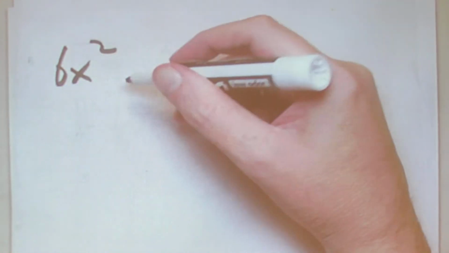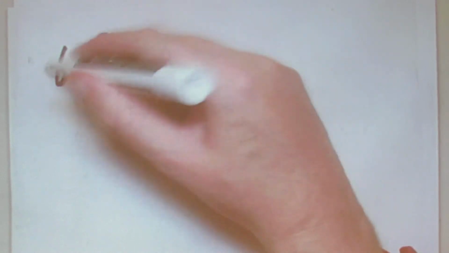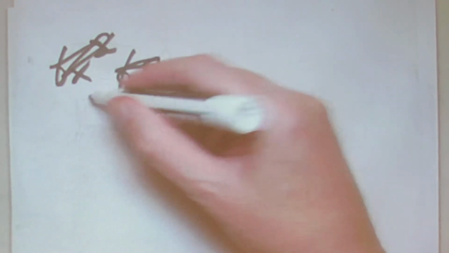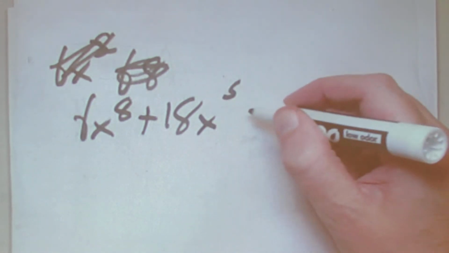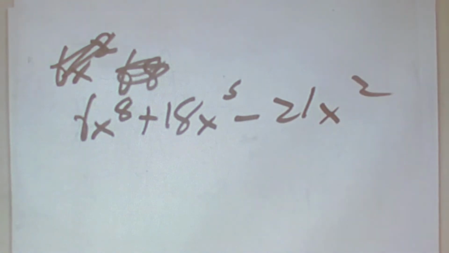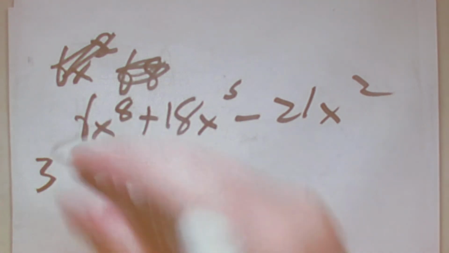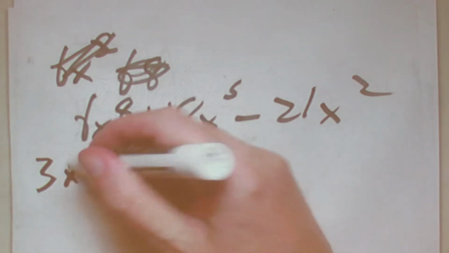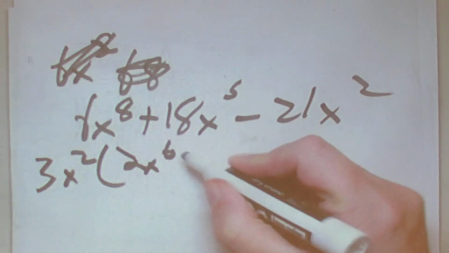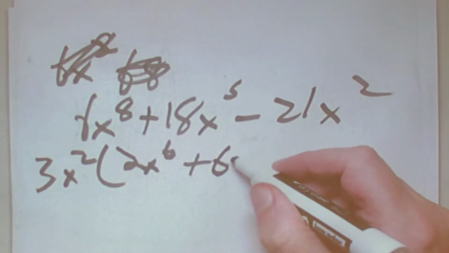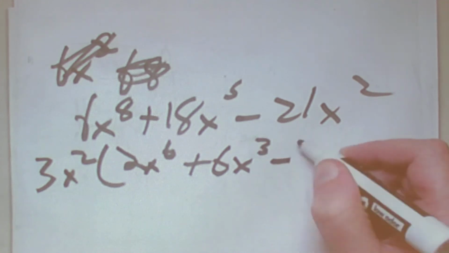Next, you're going to have to factor out a greatest common factor of something like 6x to the 8 plus 18x to the 5 minus 21x squared. So the greatest common factor for the numbers here would be 3, and for the variables it would just be x squared. And what are we left with? We're left with 2x to the 6 plus 6x to the 3 minus 7.